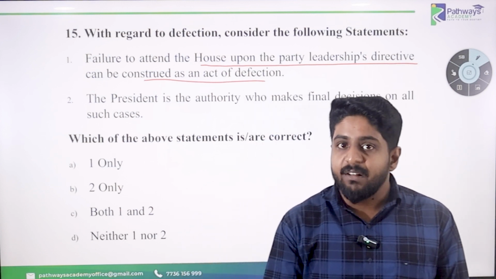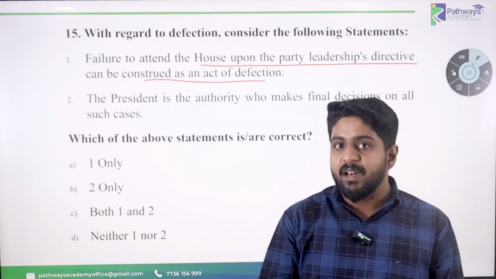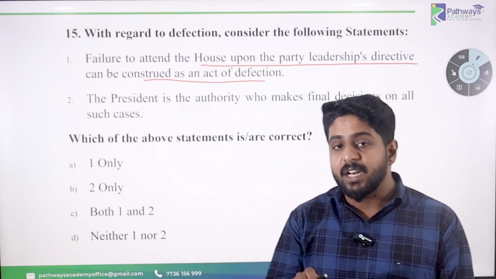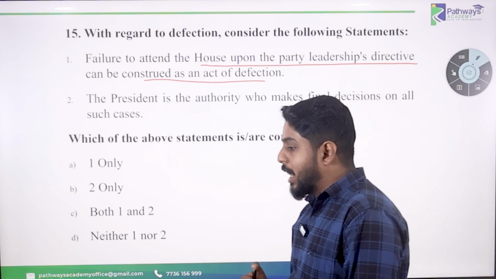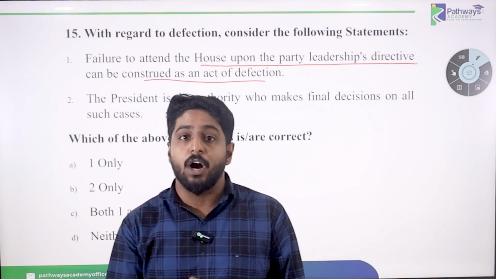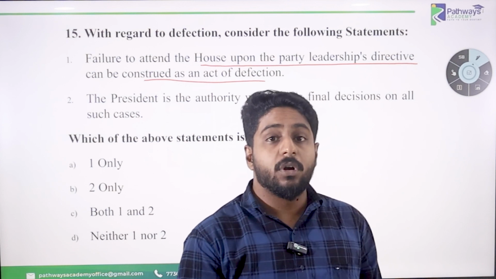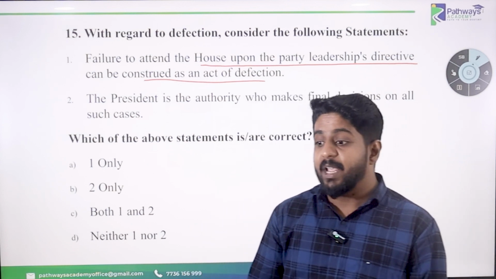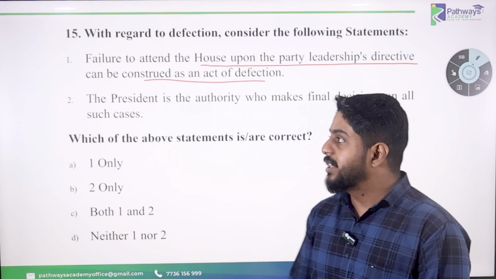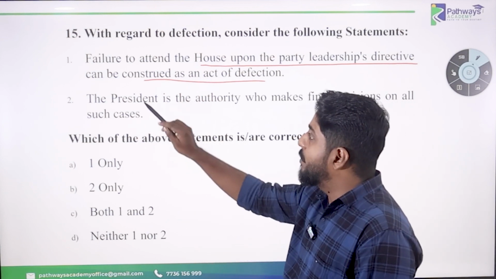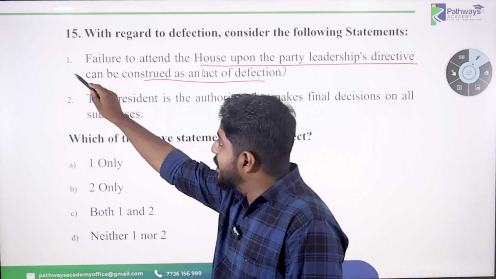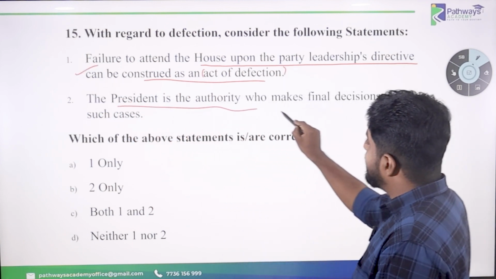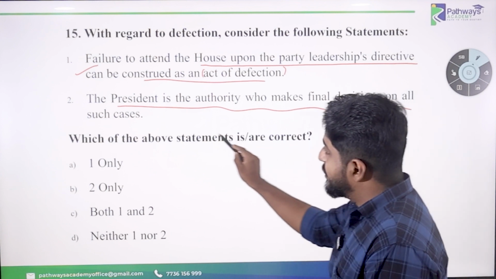Not in relation to the independent candidates or independent members, we are speaking about the party members. Now, can you say that no, I will not be present in the house even if I have got an instruction from the whip that you need to be compulsorily present in the house? No, sir, you have to be present. Otherwise, that will be constituted as an act of defection.